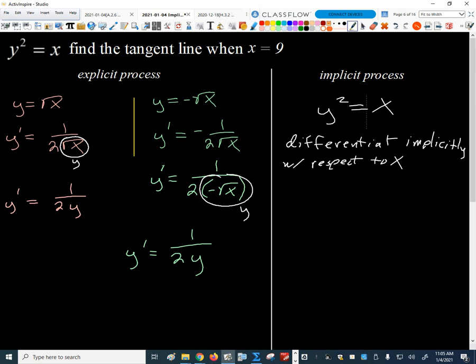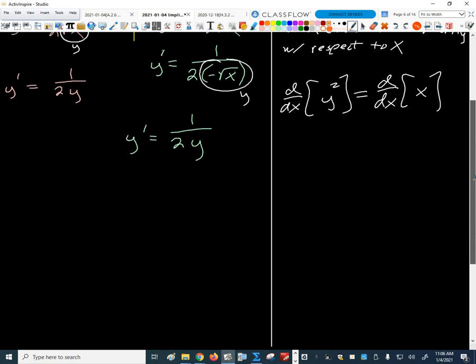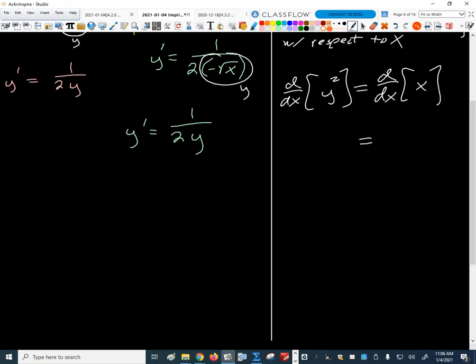On the left side, I'm just going to get the derivative with respect to x of y squared. On the right side, I'm going to get the derivative with respect to x of x. Well, what's the derivative of x with respect to x? That's an easy one. We've done that for a while. What's that equal to? 1. There we go. Good. So I'm getting a 1 over here. Now, what about this side?